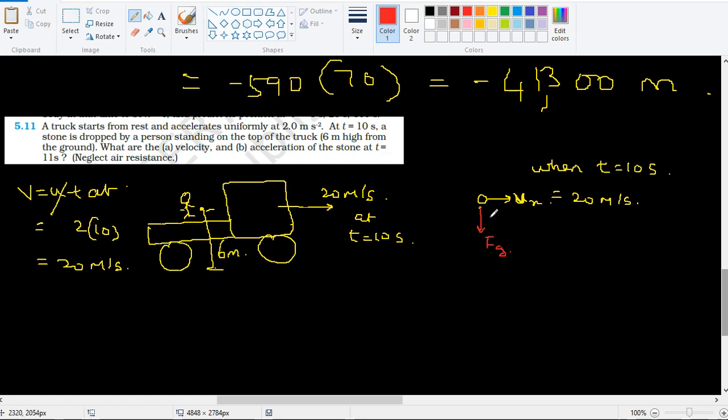So after this has happened, anybody not following this? The truck is going this way, which means the ball is also going this way, and you are dropping the stone or the ball. Initial velocity in the y direction is 0, even though the gravity is pulling it downwards. So after 1 second, what will happen? It will try to take a projectile motion with this. Then they said that this height from the ground is 6 meters.